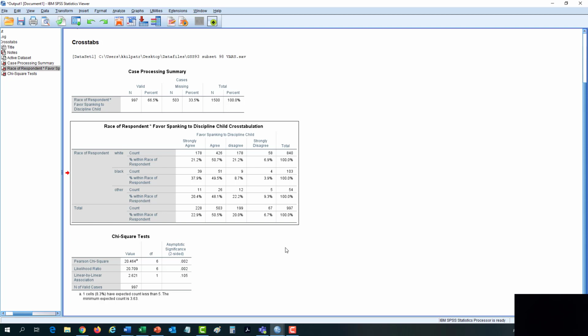So if I were running this test for my paper, I think I would point out that black respondents have the highest percentage by far of strongly agreeing with this statement, that they favor spanking to discipline the child.